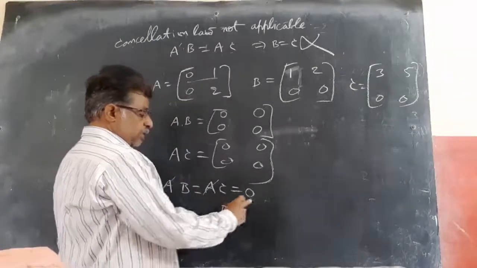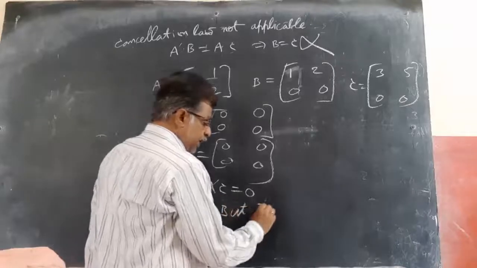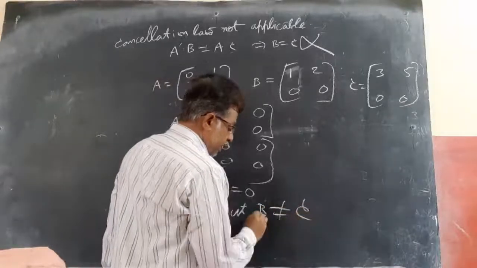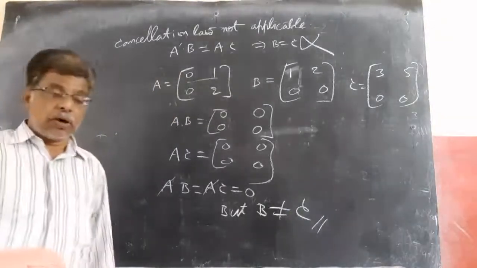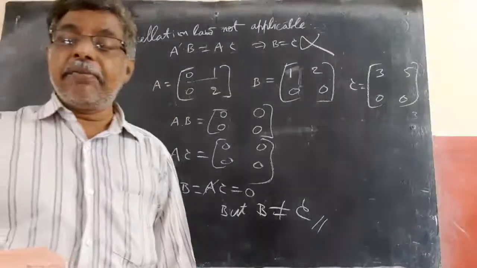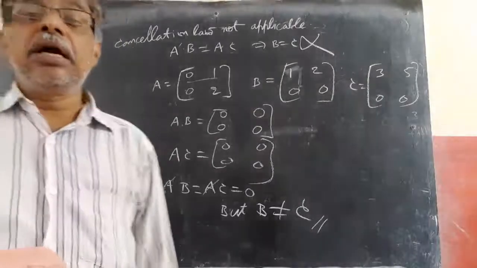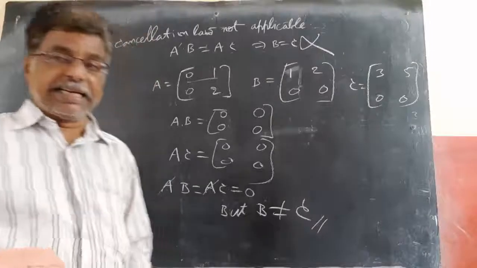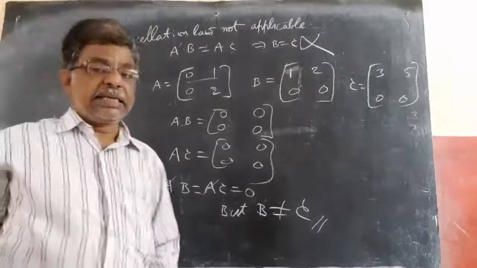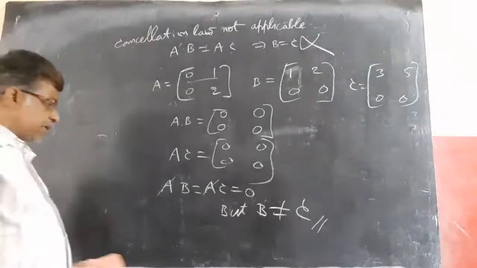AB equal to AC equal to 0 we got. But B not equal to C here, observe. So cancellation law does not hold good in matrix multiplication. Commutative law does not hold good in matrix multiplication. Commutative and cancellation laws do not hold in matrix multiplication.